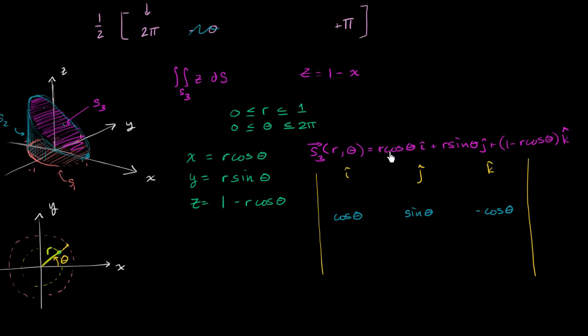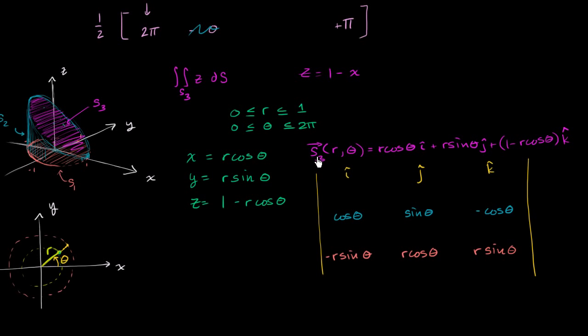Now let's take the partial with respect to theta. The partial of this with respect to theta is negative r sine of theta. The partial of this with respect to theta is r cosine theta. And the partial here is 0, and then this would be negative r sine theta. Oh no, let me be careful. You have a negative r, so the derivative of cosine theta with respect to theta is negative sine theta. So the negatives are going to cancel out, and so you're going to have r sine theta.